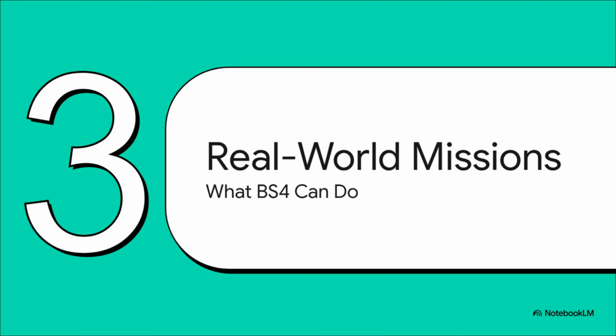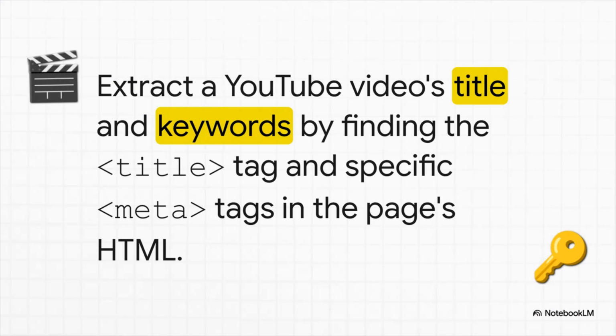Okay, so these basic commands are like the building blocks, but they're the foundation for some incredibly powerful stuff. So let's move on and look at some real-world missions. What can you really do with BeautifulSoup? This is where it gets super exciting. All right, mission 1, get YouTube keywords. Imagine you're a content creator, right? With this simple script, you could scour a YouTube page's metadata and instantly pull out the video's title and every single keyword the creator used. I mean, that's powerful market research right there, and you can do it in seconds.